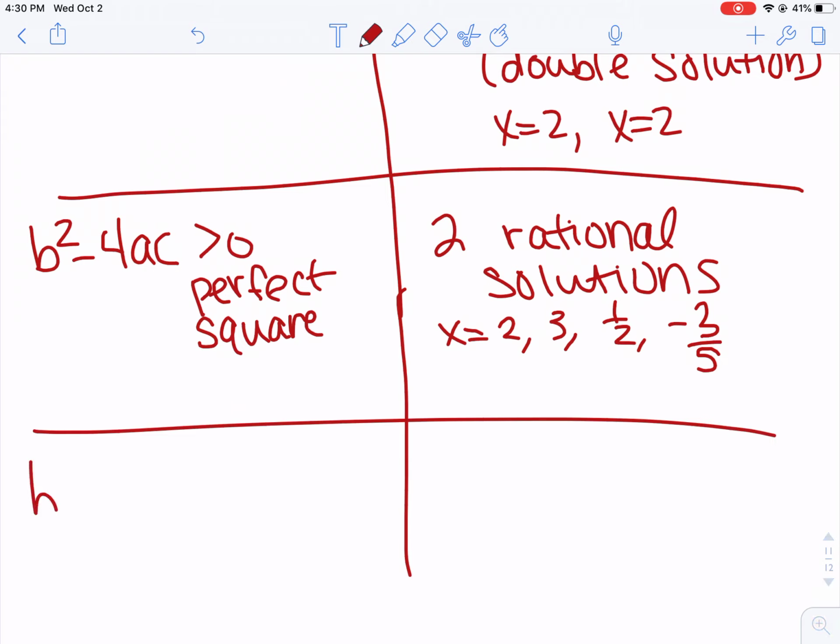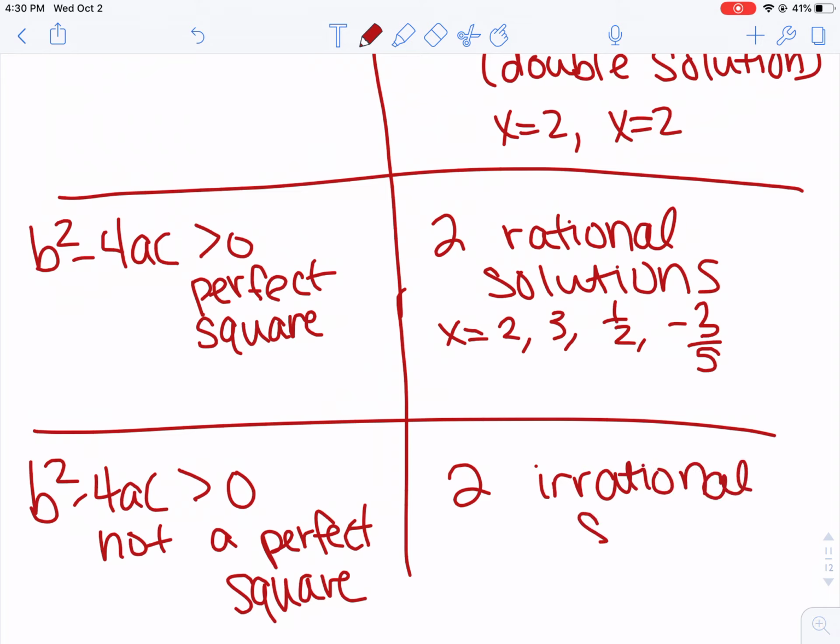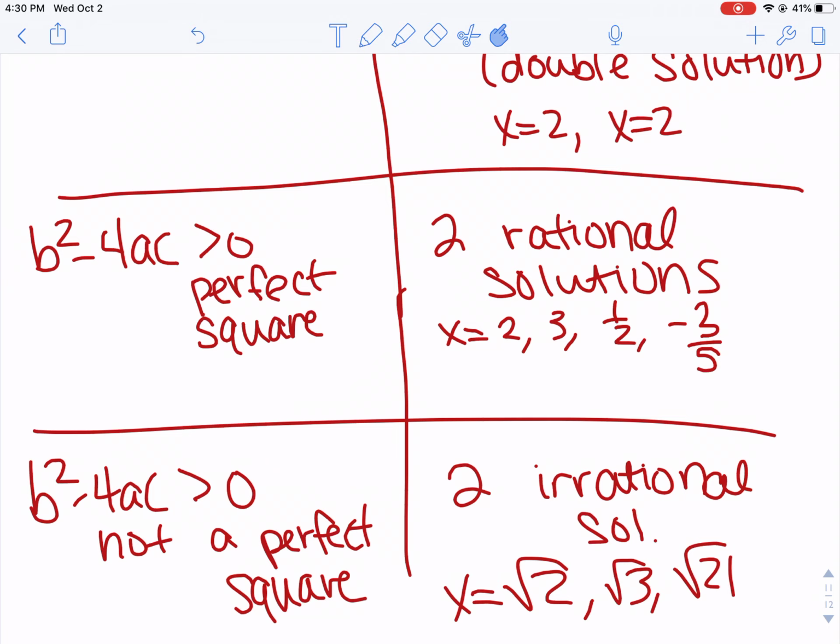If you have b squared minus 4ac and it's greater than 0, but it's not a perfect square, like 8. 8's not a perfect square, okay? Then you're going to have 2 irrational solutions, which means you're still going to have a square root somewhere in your answer. So x equals square root of 2, square root of 3, square root of 21, etc.